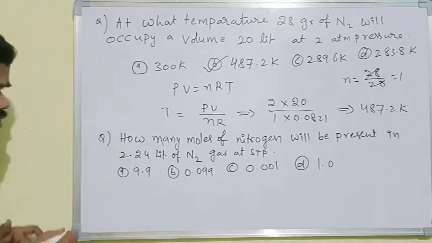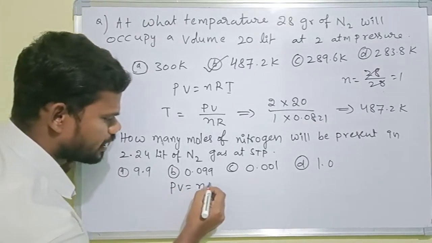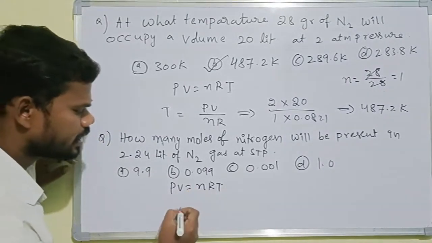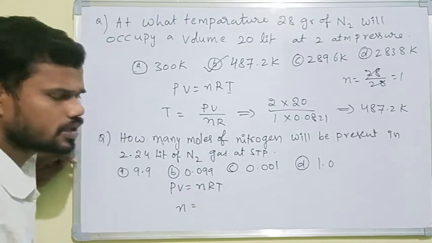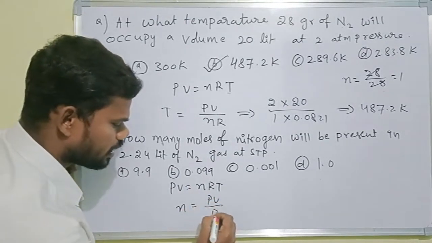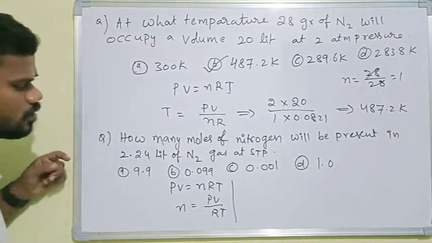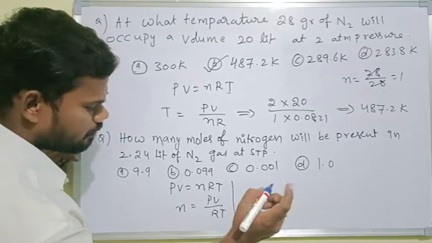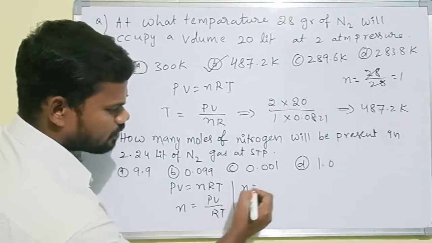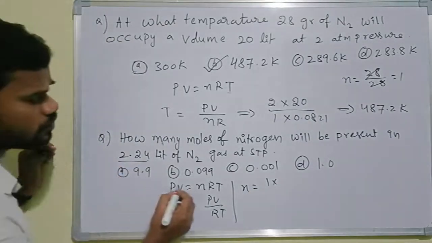By using the ideal gas equation, PV equals nRT. What do we want to calculate here? The number of moles. So number of moles n equals PV by RT. Here, how much is the pressure at STP? 1 atmosphere, right? So n equals pressure 1 atmosphere, and the volume occupied is 2.24 liters.